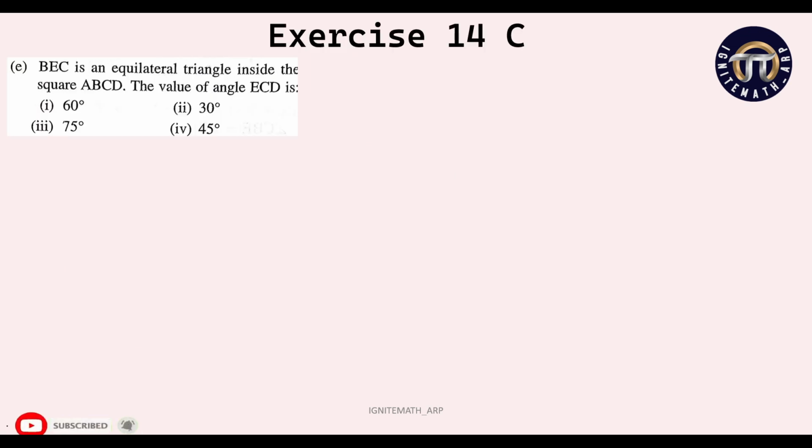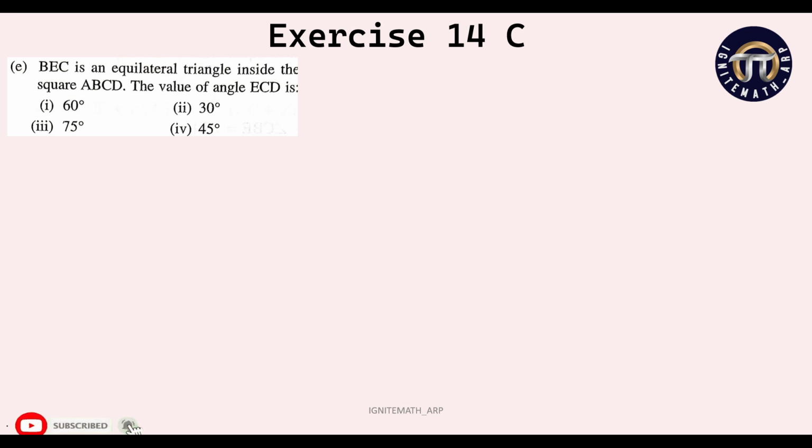Yes, children. Now it is not a next question. It is a next exercise. Again, this exercise is completely based upon the properties of all the types of quadrilaterals and the parallelograms that we studied. Clear? So let us solve some of the questions of exercise 14C. First, let me take the multiple choice questions.